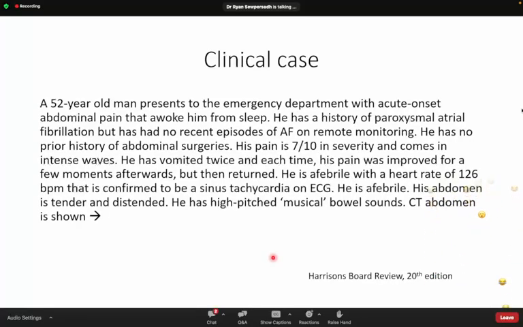Okay, this looks familiar. This is coming back now, coming full circle to our clinical case. So we had a 52-year-old gentleman. He's got paroxysmal atrial fibrillation. He comes to you now with no recent episodes of AF. He's coming with a history of abdominal surgery. Pain is 7 out of 10, kind of colicky in nature. He vomits, it gets better, then it gets worse again. He is afebrile with a heart rate of 126. He has a sinus tach on ECG. His abdomen is tender and distended. He has high-pitched bowel sounds. His abdomen is shown here.